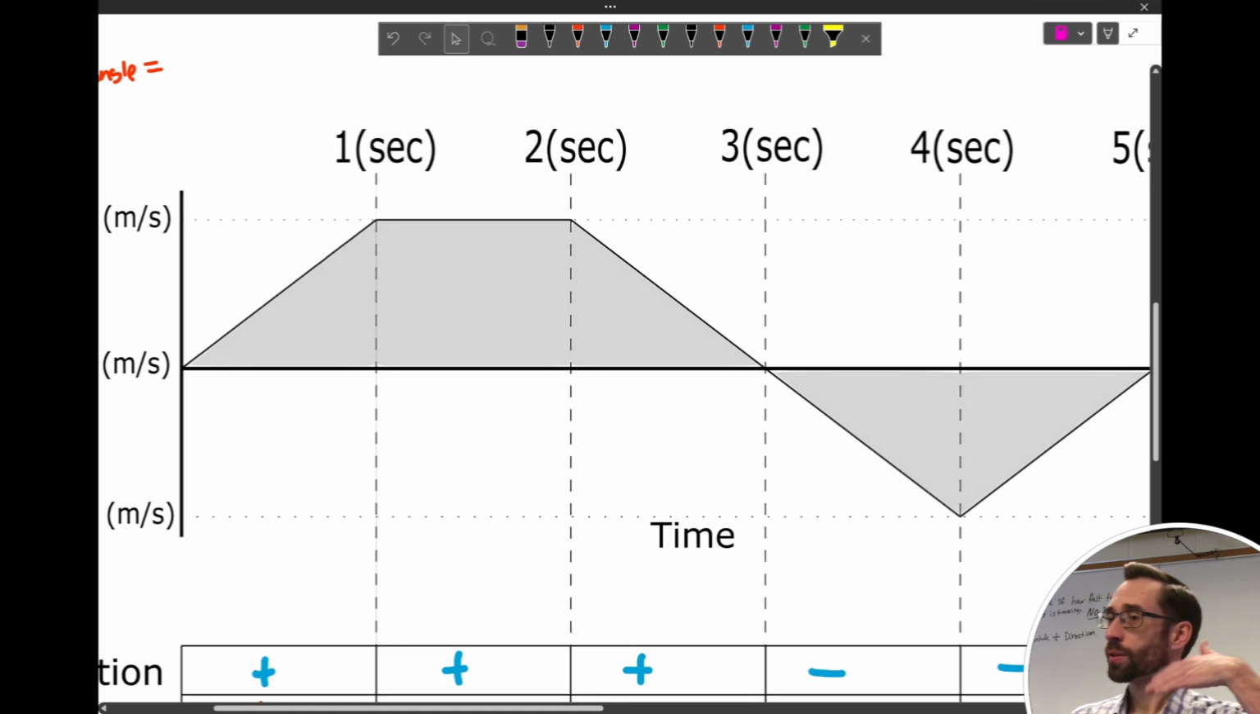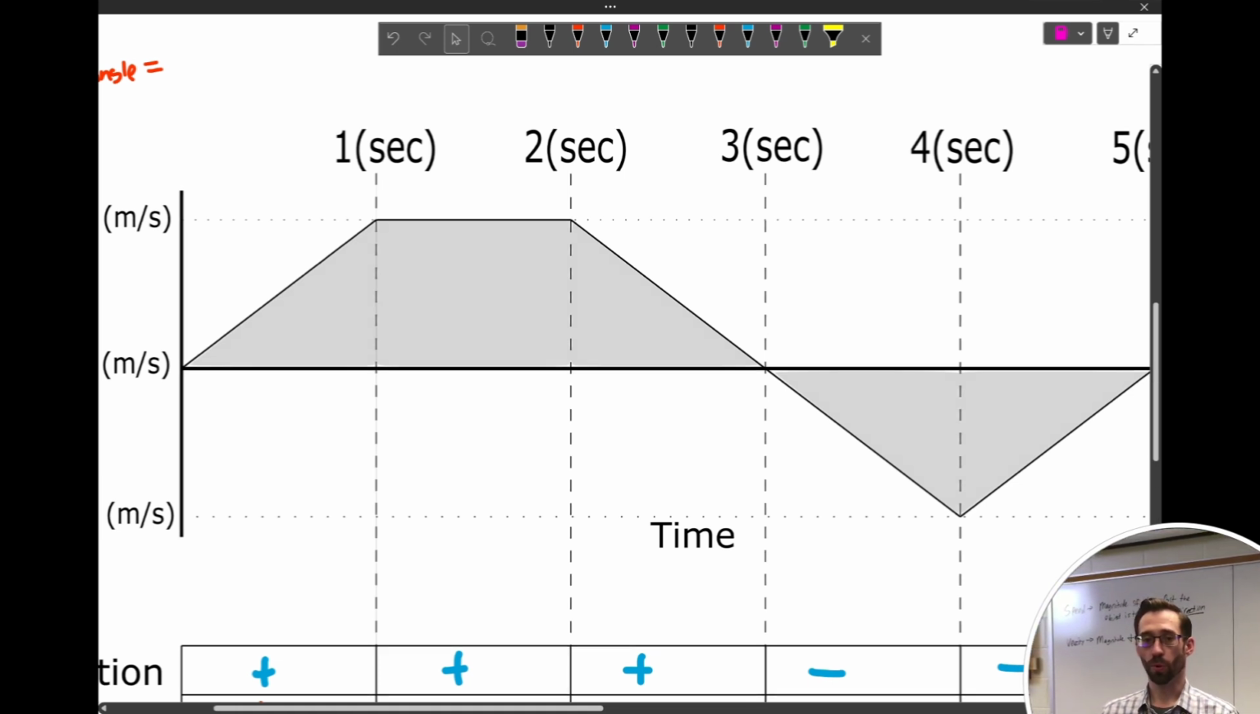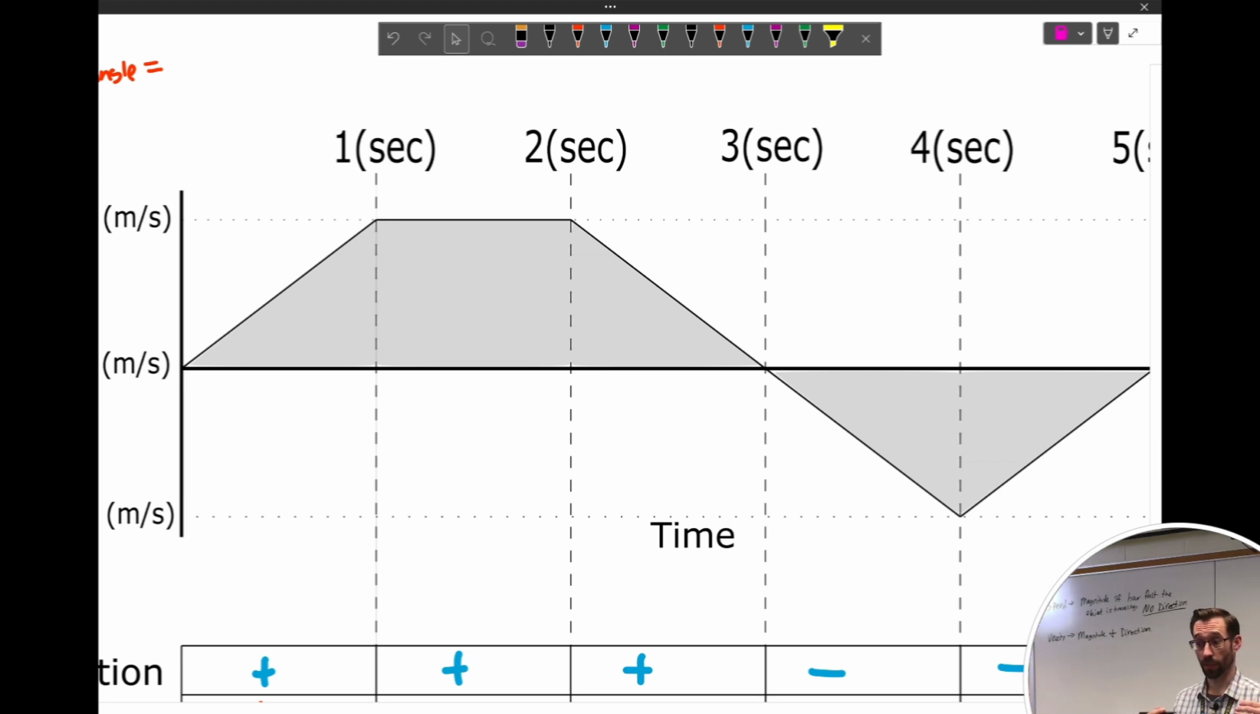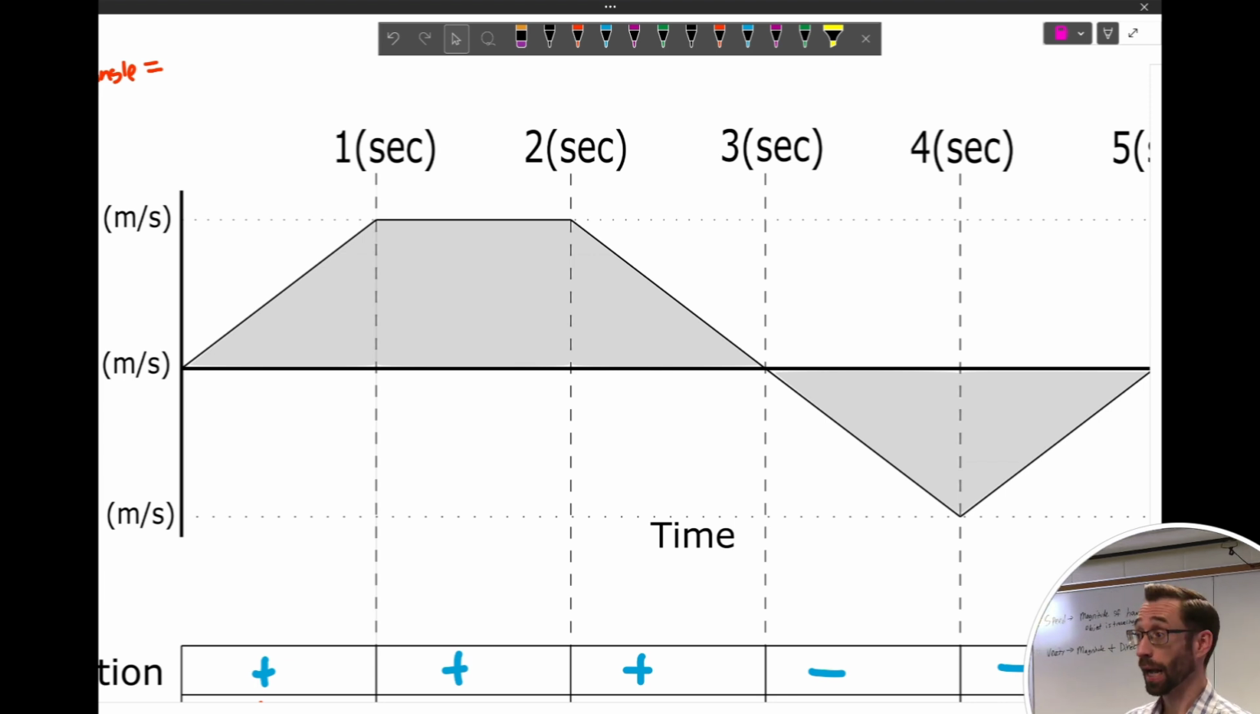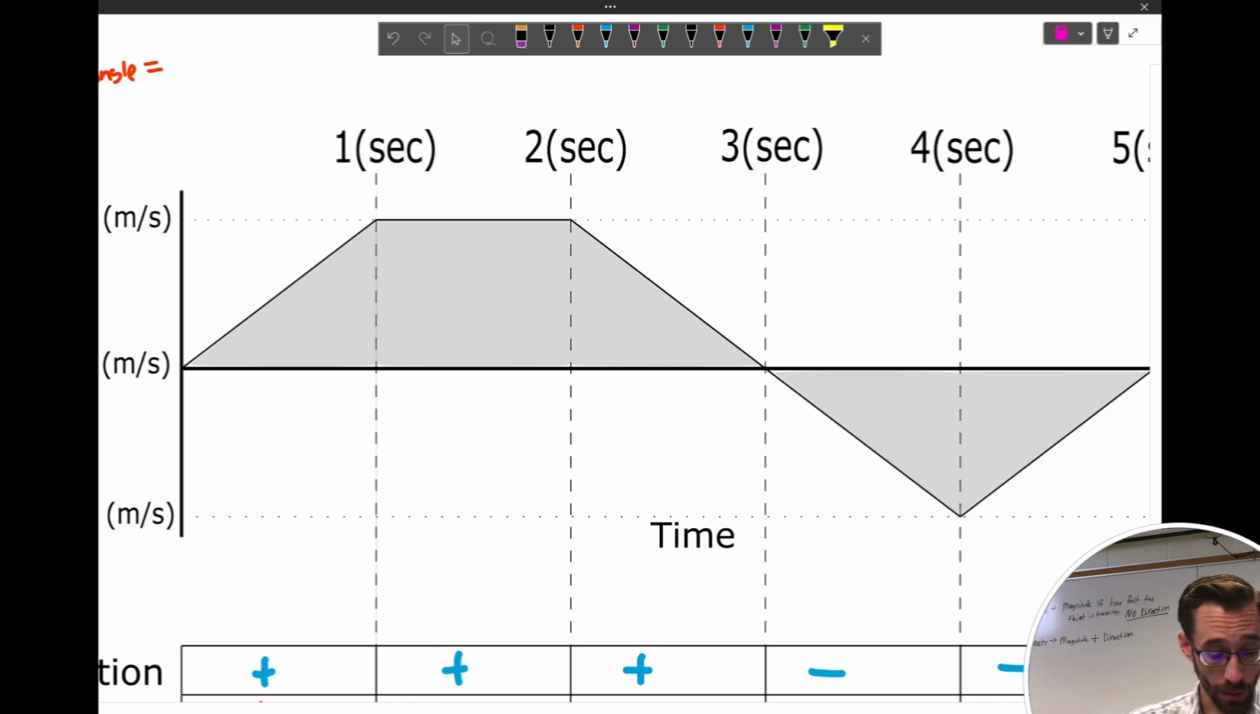So I mentioned the areas above or below the horizontal axis tell us if we're traveling forward or going backwards, right? If it's above the x-axis, I'm traveling in the forward direction. If it's below the x-axis, I'm traveling in the negative x, or negative direction. So if I wanted to know how far I actually traveled in that time period, all I have to do is figure out the area underneath the function and my horizontal axis, and whatever that value for the area is, that is how far I traveled. Okay?